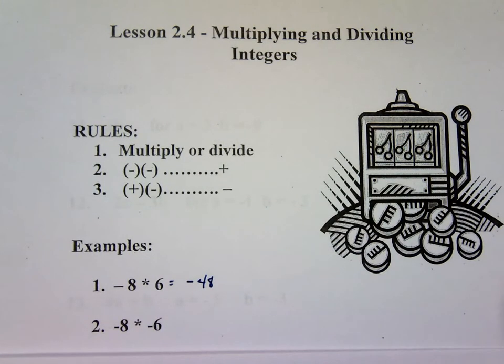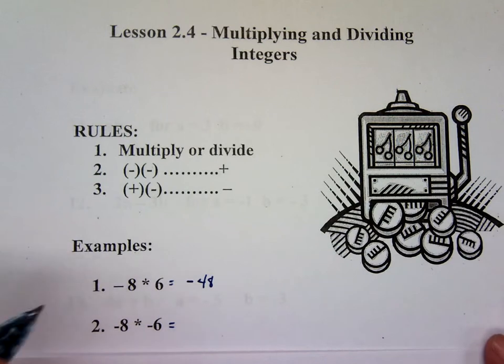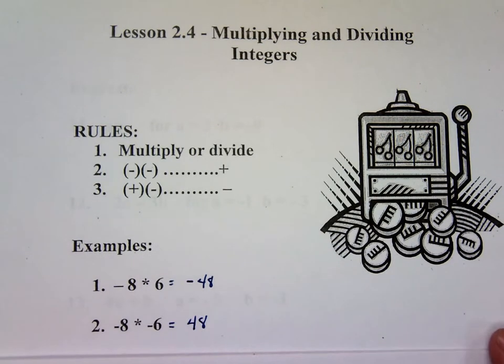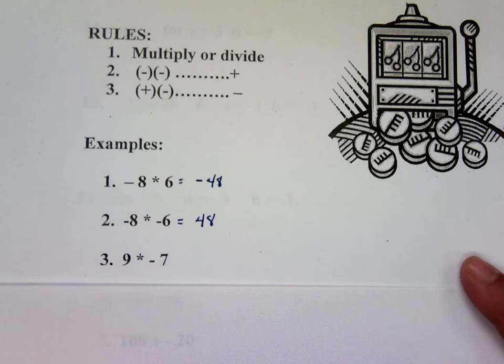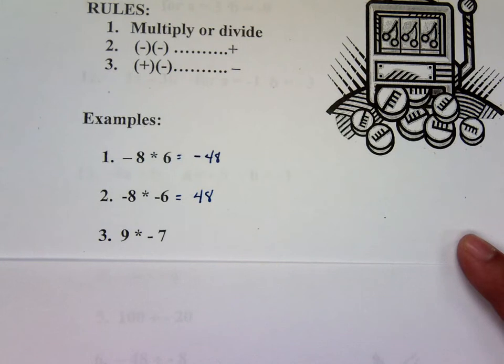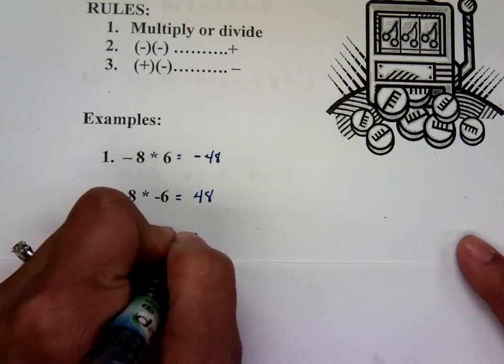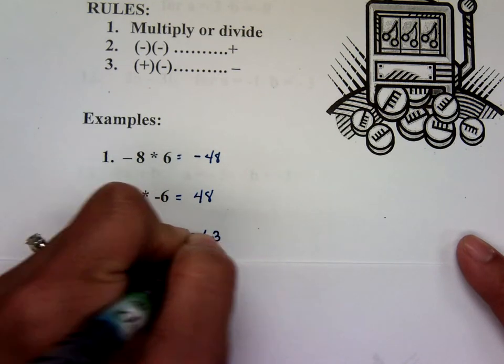So look at number 2. Do you win or lose? Well, they're both negative, so you win because they're both the same sign. So the answer is going to be positive, and the answer is 48. Okay, try number 3. Ask yourself, do you win or lose? You lose because you have a positive and a negative. You lose money. So you know the answer is going to be negative, and 9 times 7 is 63.